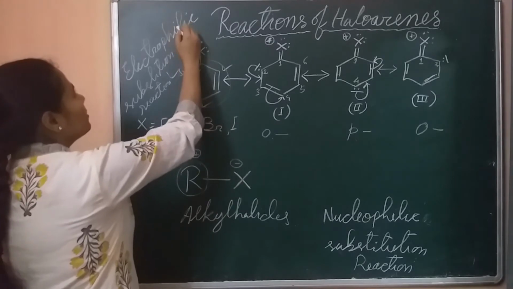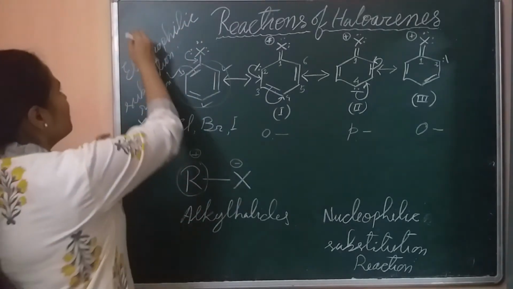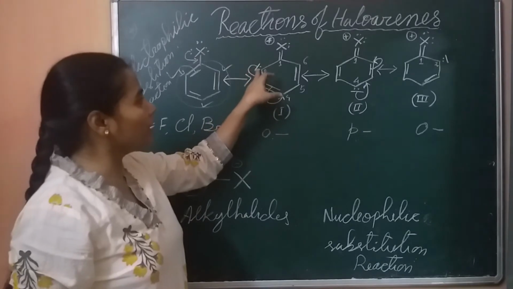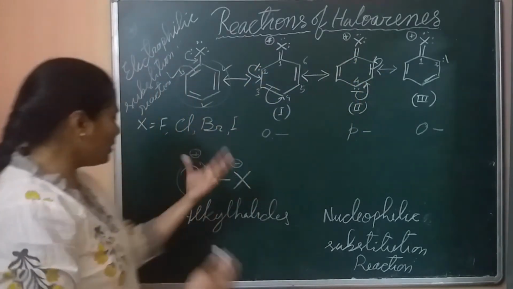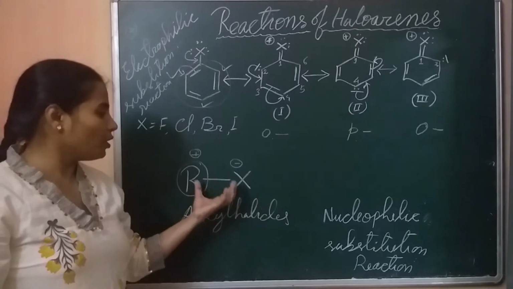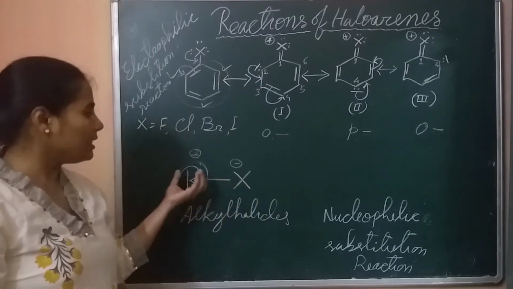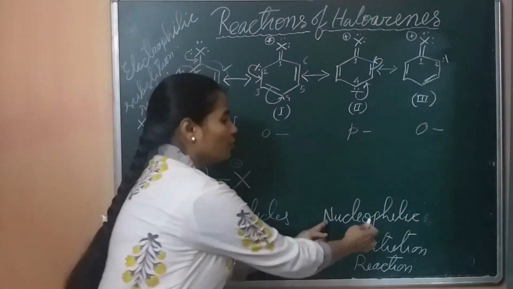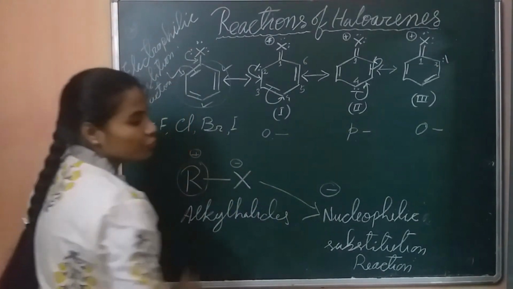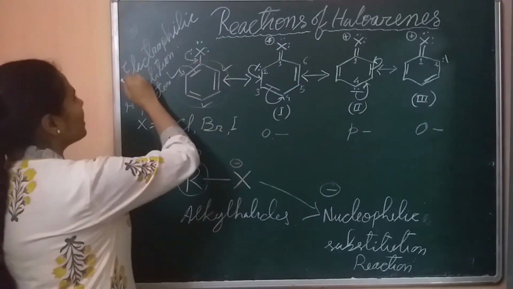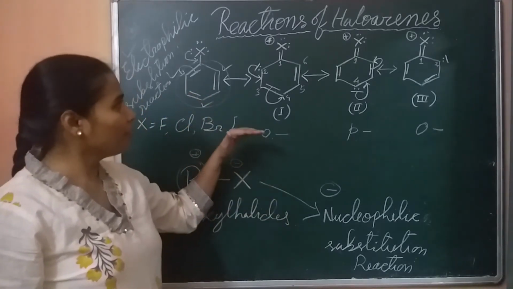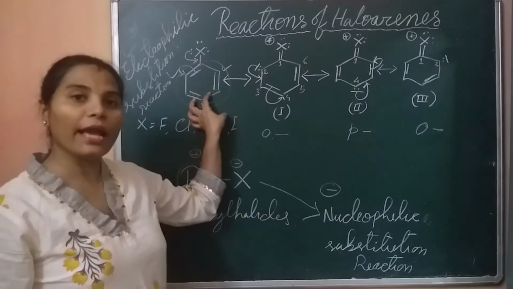Electrophilic substitution reaction. Because electrophiles are positively charged. In case of alkyl halides, since the alkyl group is positively charged due to the polar bond between carbon and halogen, it is easily attracted towards the nucleophile because nucleophile is negatively charged. So alkyl halide will show the nucleophilic substitution reaction and the haloarenes will show the electrophilic substitution reaction. So this is the difference between the reactions shown by alkyl halides and haloarenes.